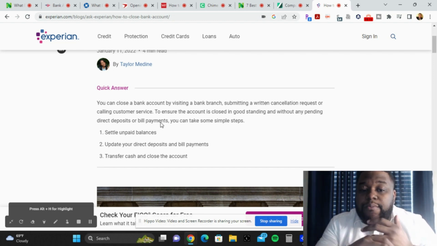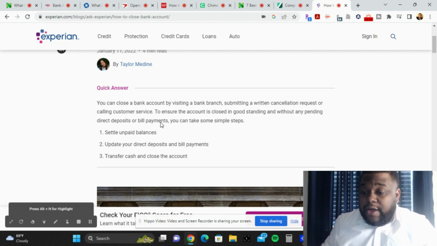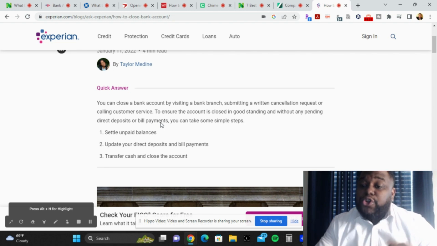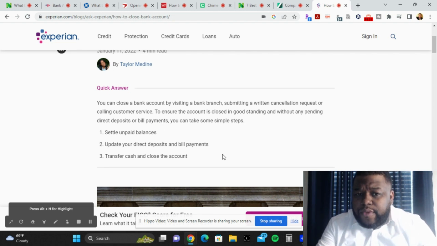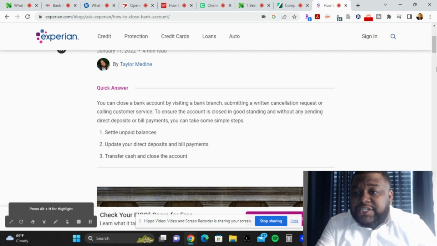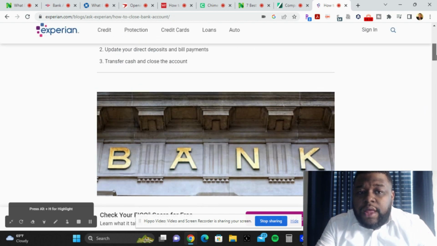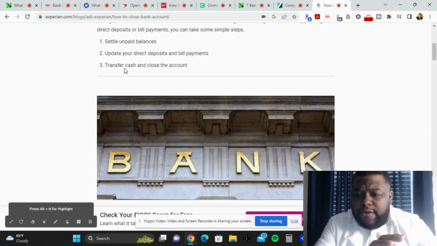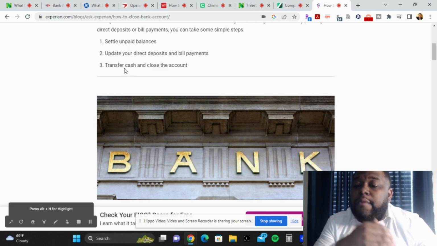Two, when you open up your new checking or savings account, go through your employer and update your direct deposit through the payroll system at your job with your new account information and new routing information. They will be able to get you that. And make sure that if you have any other cash or any pending transactions, all of that is done first before you close.